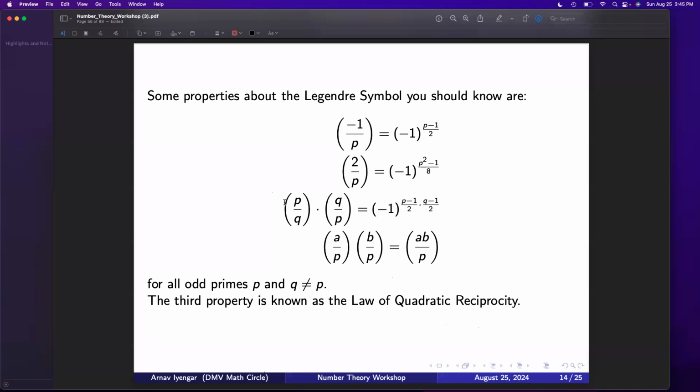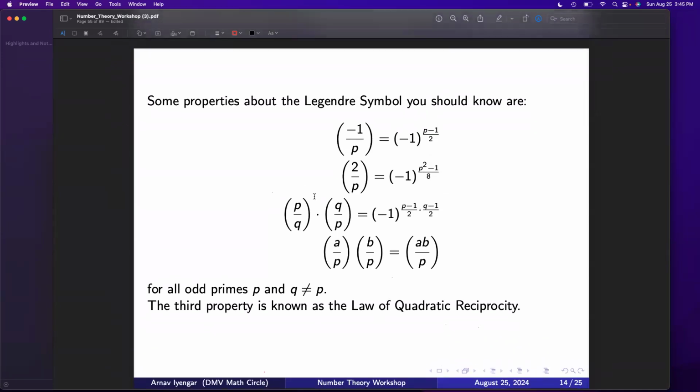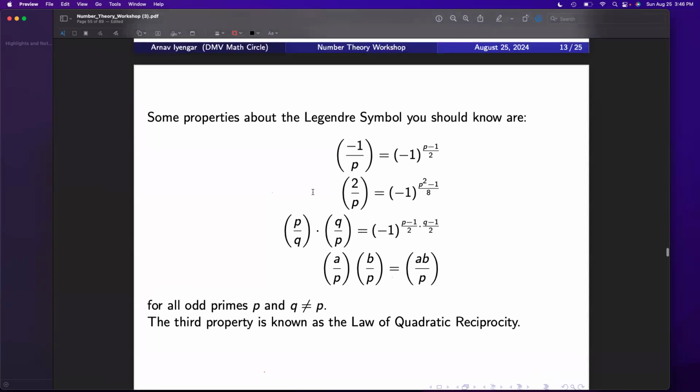Okay, yeah, Jacobi symbols are better, but that's basically just a multiplicative extension of both the numerator and denominator. So the fourth property is also basically by definition, where the product of the symbol of a over p and the symbol of b over p is going to be the same as it is for ab.